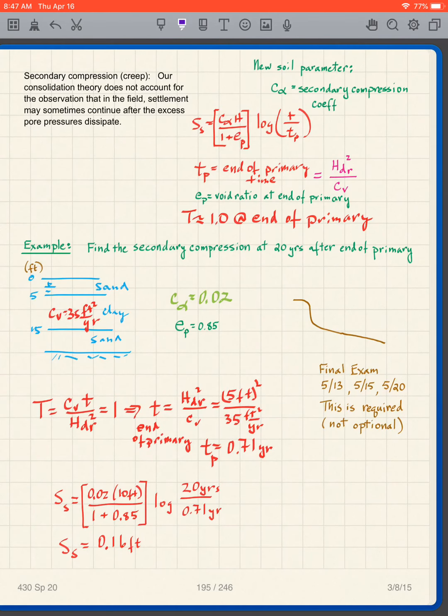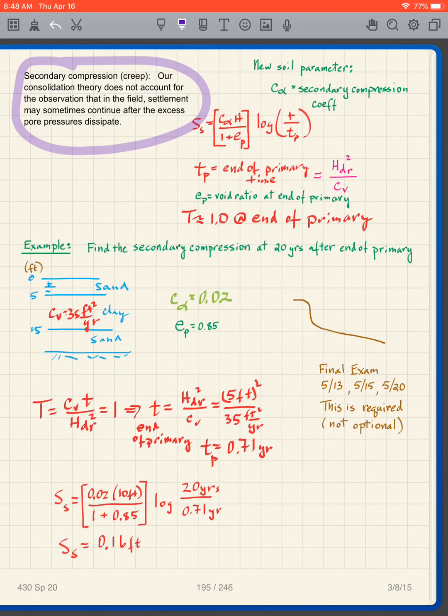To finish up our discussion of settlement, I just want to talk about one last thing, and that is something called secondary compression or creep. This is the very last thing we will cover, and it's quite straightforward.